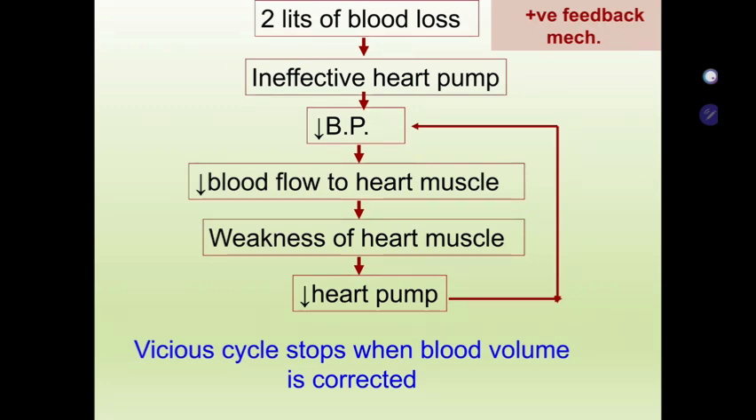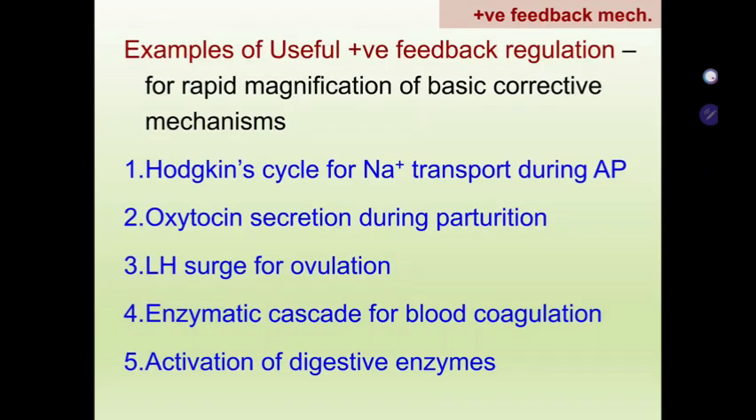An example of this system can be if there is 2 liters of blood loss, then an ineffective heart pump, which will cause a decrease in BP, which will further decrease blood flow to the heart muscle, causing weakness of the heart muscle and decreasing the heart pump further. This vicious cycle stops only when the blood volume is corrected. It is also used for rapid magnification of basic corrective mechanisms.